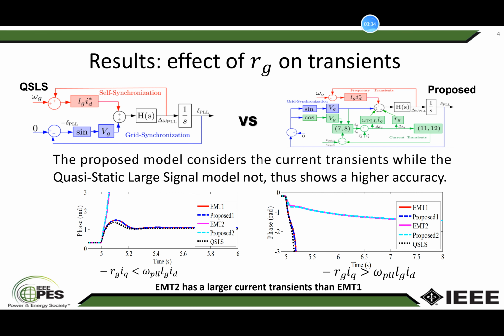As shown in the figure, the proposed model can accurately track the phase obtained from the EMT model. A large current transient can lead to synchronization instability if the resistance is small. This cannot be captured by the second-order model. However, a large current transient can help enhance the synchronization stability if the resistance is very large, as shown in the figure on the right-hand side.